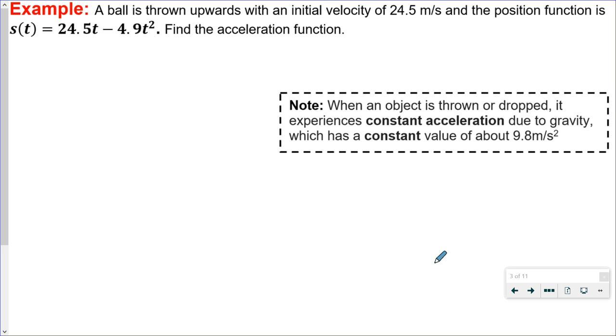Okay, let's look at this one. A ball is thrown upwards with an initial velocity of 24.5 meters per second and a position function given by the equation. Find the acceleration function.